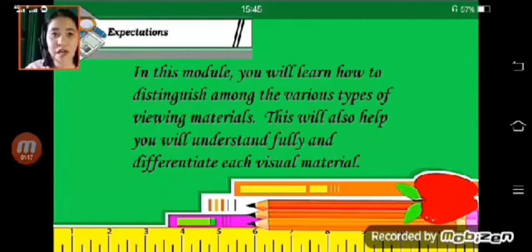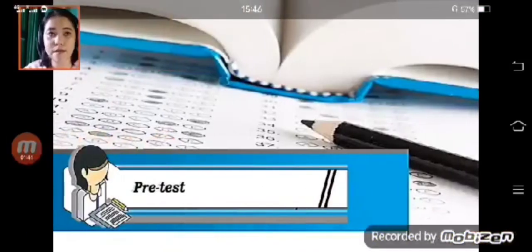So these are the things that we're going to expect in our lesson for today. In this module, you will learn how to distinguish among the various types of viewing materials. This will also help you understand fully and differentiate each visual material. But before that, let us answer our pretest.